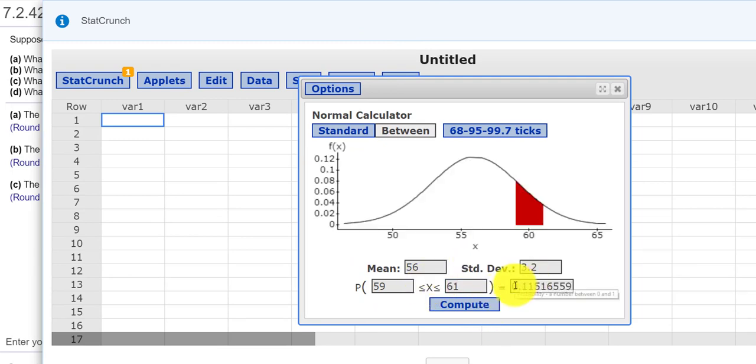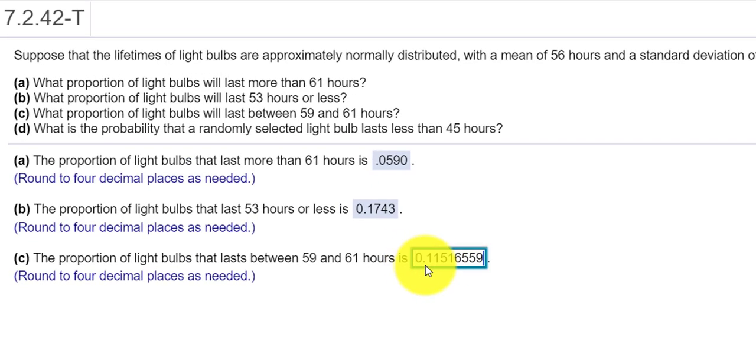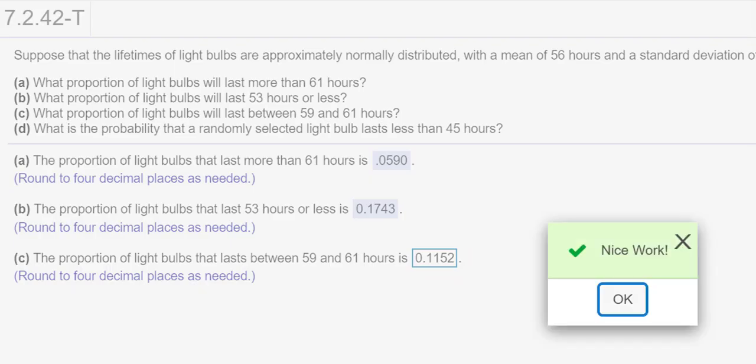I press compute. It looks like there's an 11% chance that the light bulb lasts that long. So again, let's enter this and round if we need to, to 4 decimal places. 1, 2, 3, 4. So I can round that to a 2. I check answer. We're looking great.